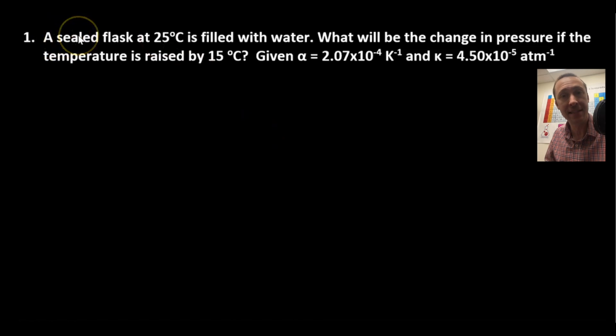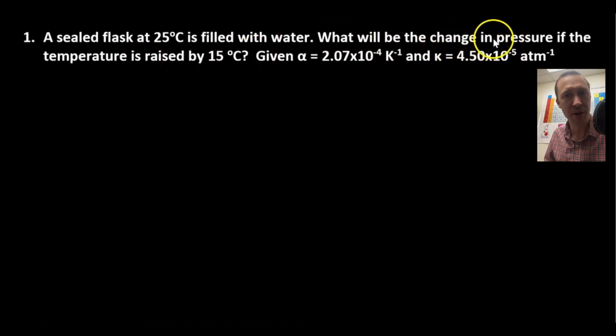We have a sealed flask at 25 degrees Celsius filled with water. What would be the change in pressure if the temperature is raised by 15 degrees Celsius? We're given alpha, the expansion coefficient, which is 2.07 times 10 to the negative 4 per Kelvin. We're also given kappa, the isothermal compressibility, which is 4.5 times 10 to the negative 5 per ATM. So how are we going to start this?